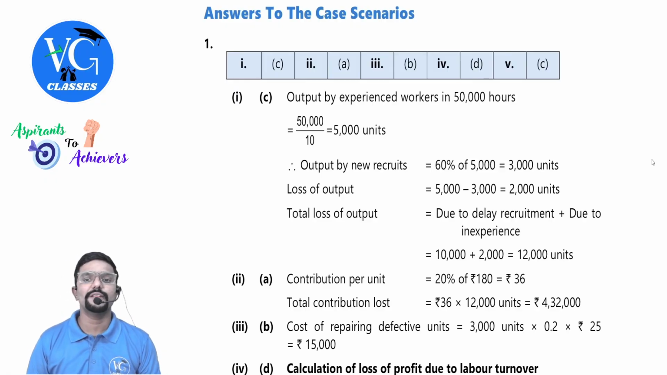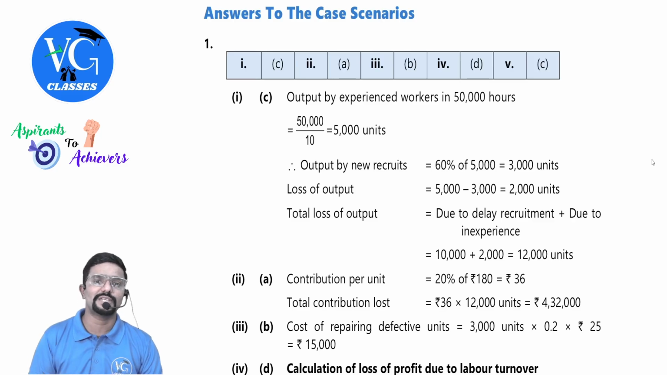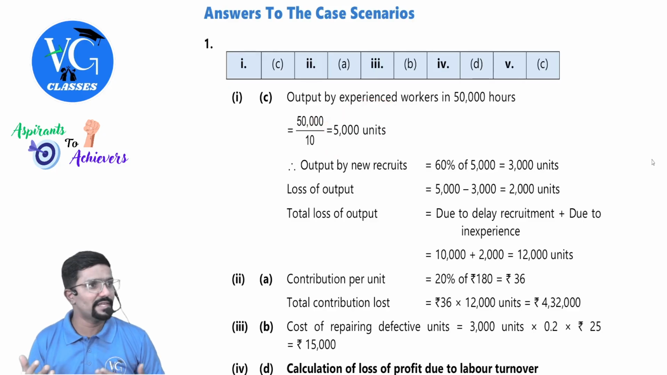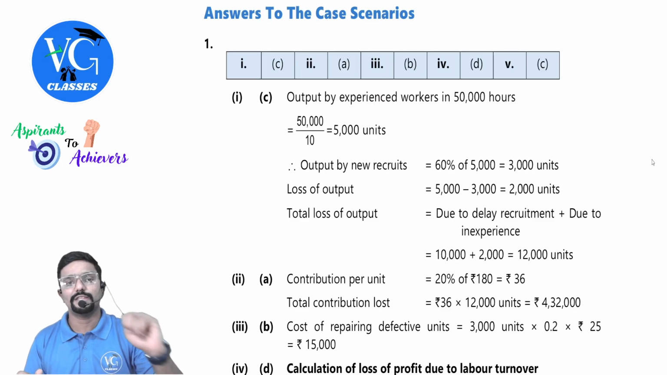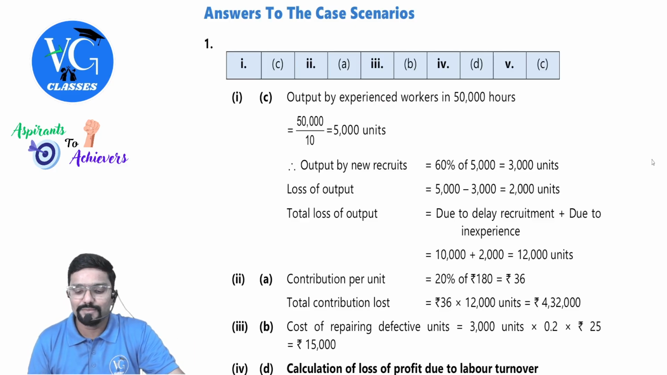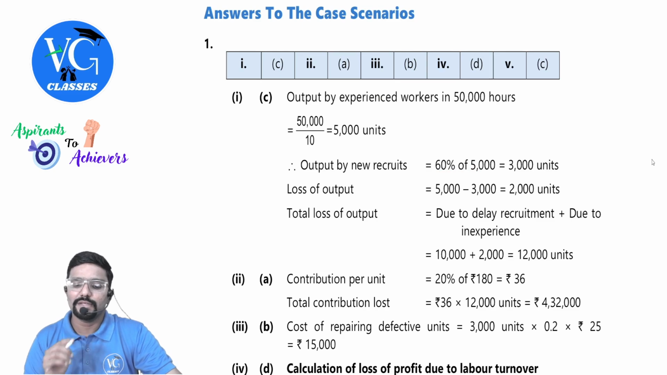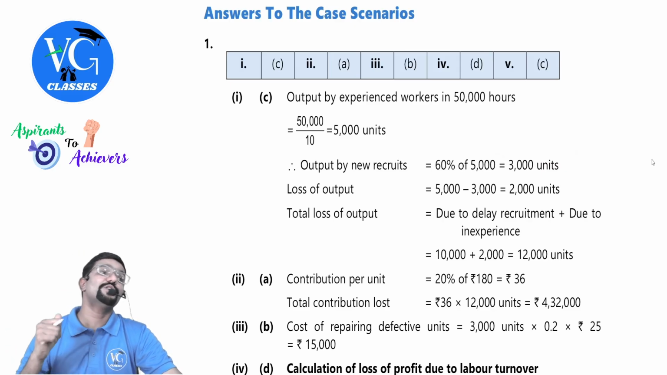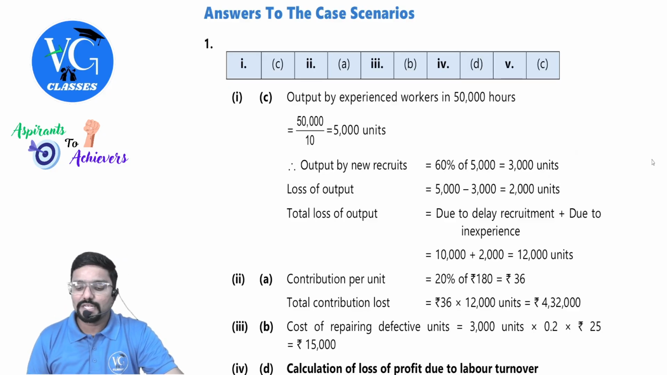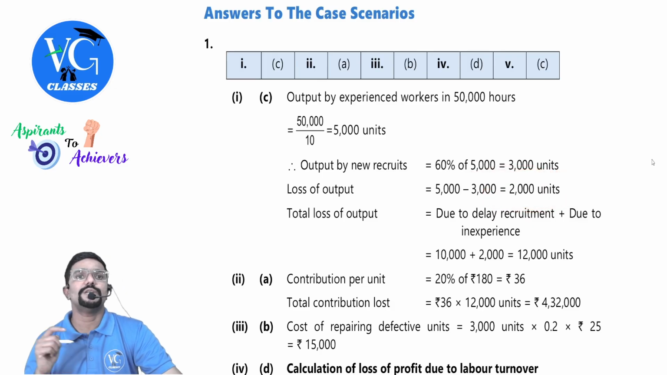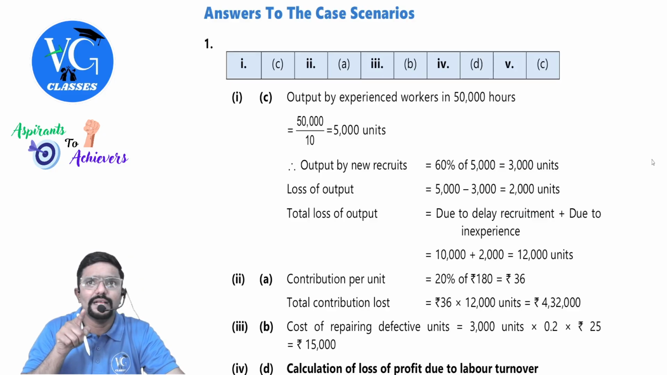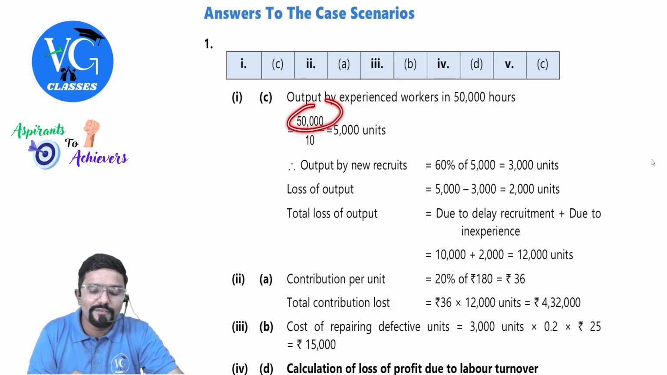Output by experienced worker in 50,000 hours. How much would they have produced, guys? 10 hours for each unit. So, in 50,000 hours, if there were experienced workers, how much would they have produced? 5,000 units. But only 60% is the productivity during this time. So, how much would they have produced? Only 3,000. This is due to new workers. And new workers are due to what? Labor turnover. So, there is a loss of output of how much? 2,000 units during the training period.